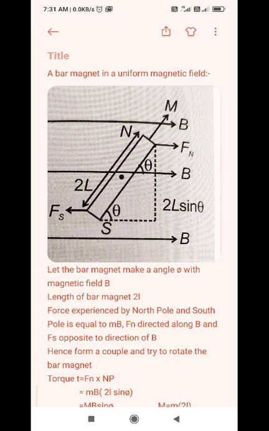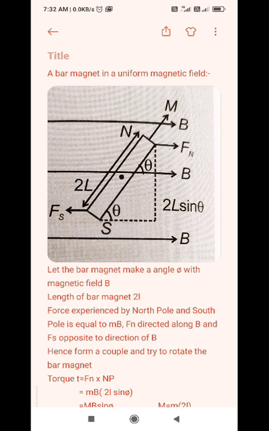Let us consider a uniform magnetic field B from left to right, and let a bar magnet of magnetic dipole moment M be placed such that it makes an angle theta with the direction of the magnetic field. Let the length of the bar magnet be 2L.